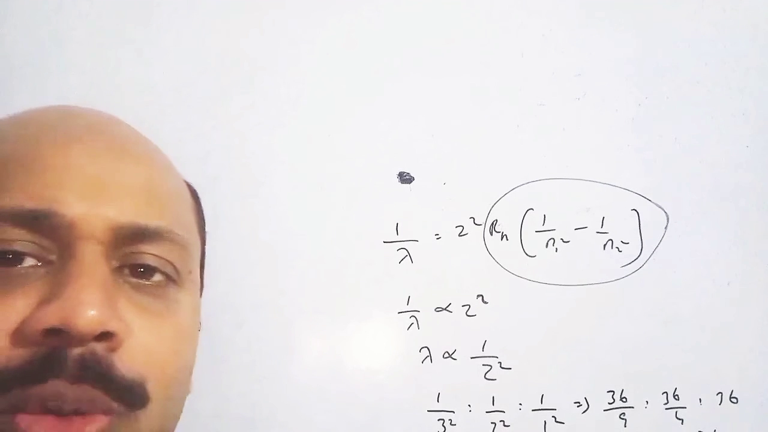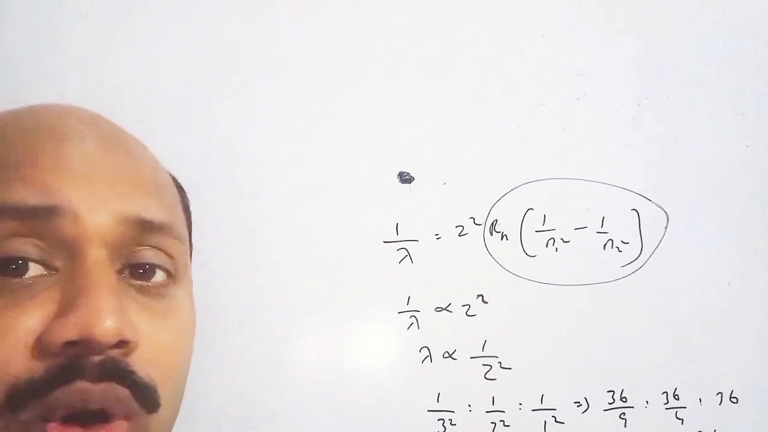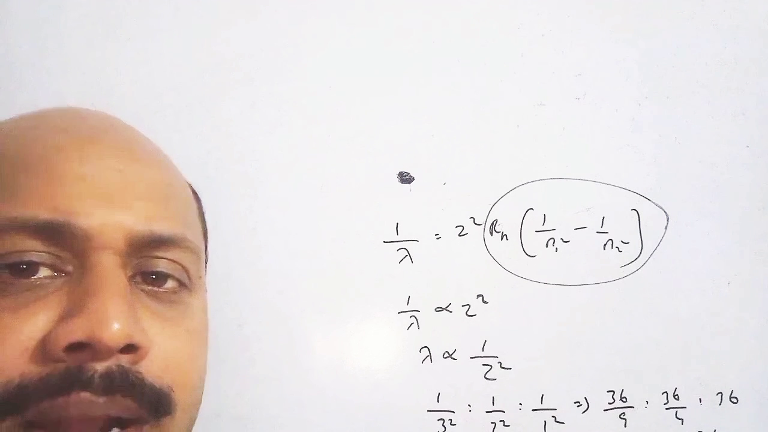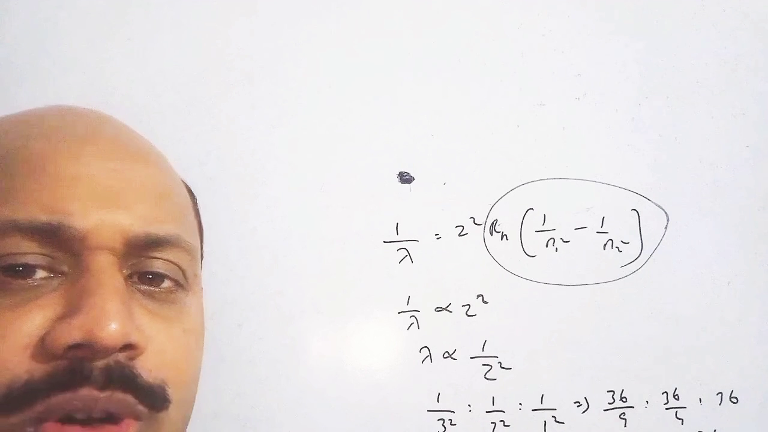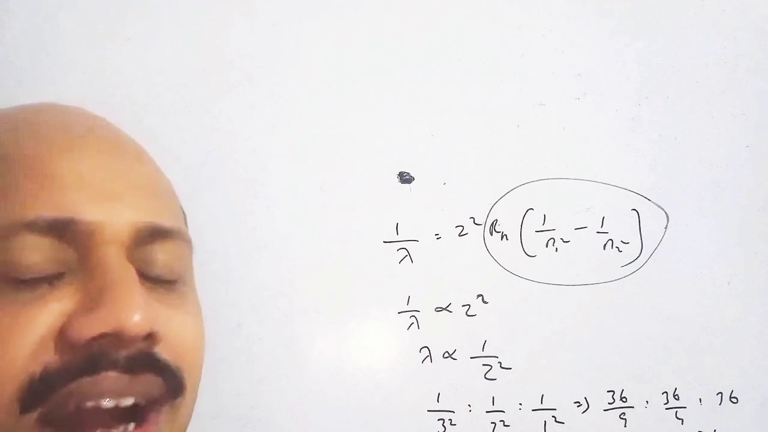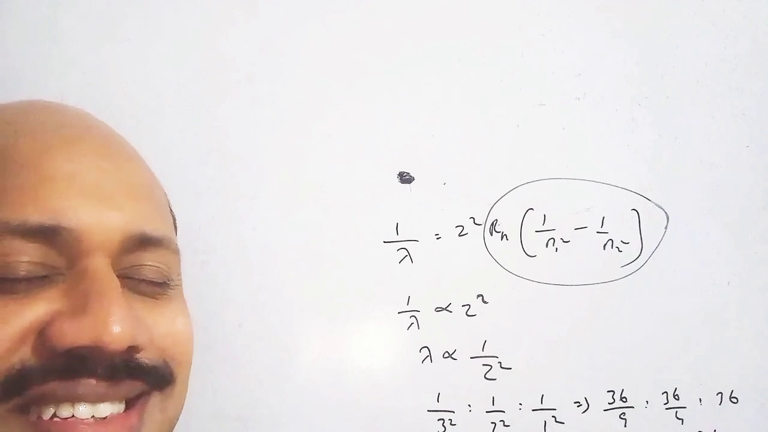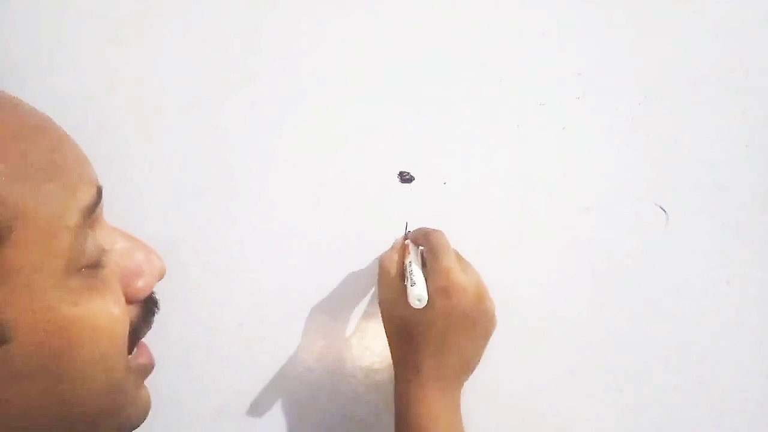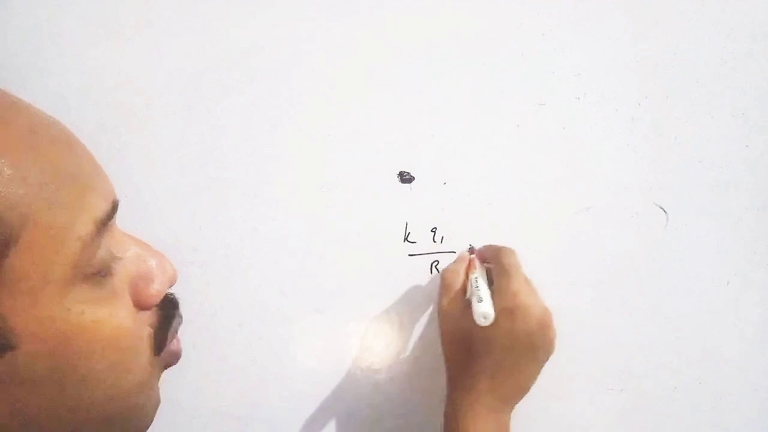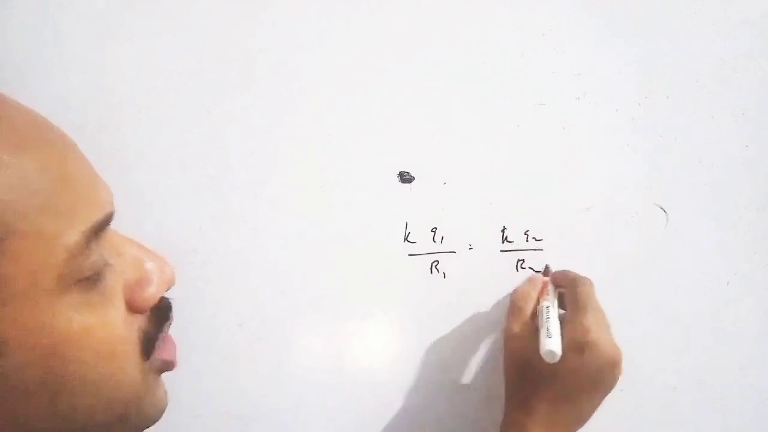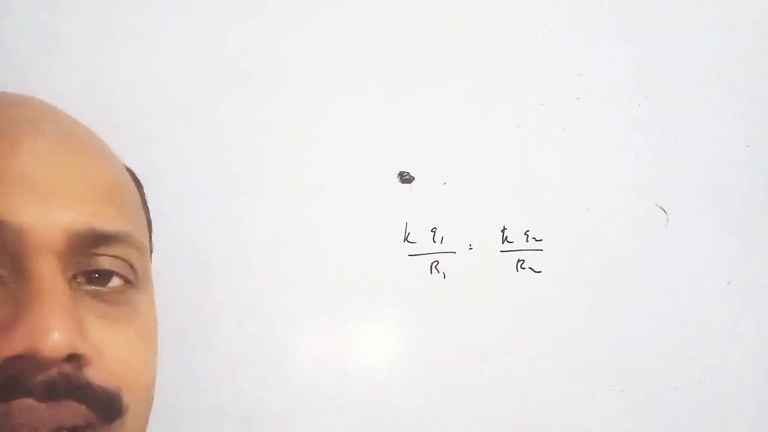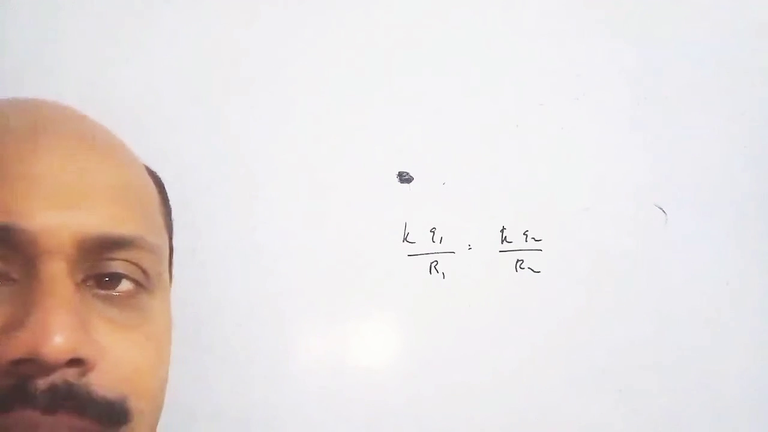9th one. Two metallic spheres of radii R1 and R2 are connected by a thin wire. If Q1, Q2 are the charges on the two spheres, then Q1 by Q2 is equal to R1 by R2. After connecting them, their potential should be equal, right? Their potential should be equal. If 1 by 4 pi epsilon 0 is taken as K, now the potential KQ1 by R1 is equal to potential of second one, KQ2 by R2. Then Q1 by Q2 is equal to R1 by R2. That's answer 2.